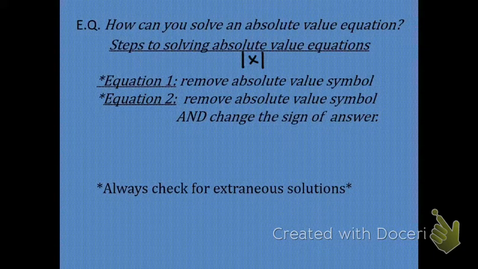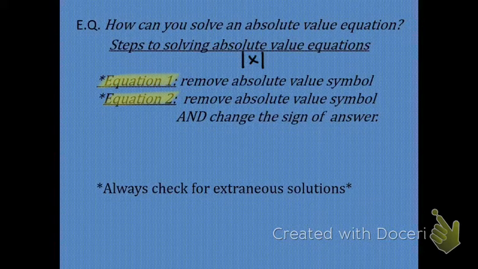Now, there are 2 equations that must be written when we have an absolute value equation. So I want you to take your highlighter and highlight equation 1 and equation 2. I need it to stand out to you that you must be writing 2 equations when you are doing absolute value equations. So you don't have to highlight anything behind those words, but I want you to highlight equation 1 and equation 2. Because if you only write one equation, you're not going to get the right answer ever.